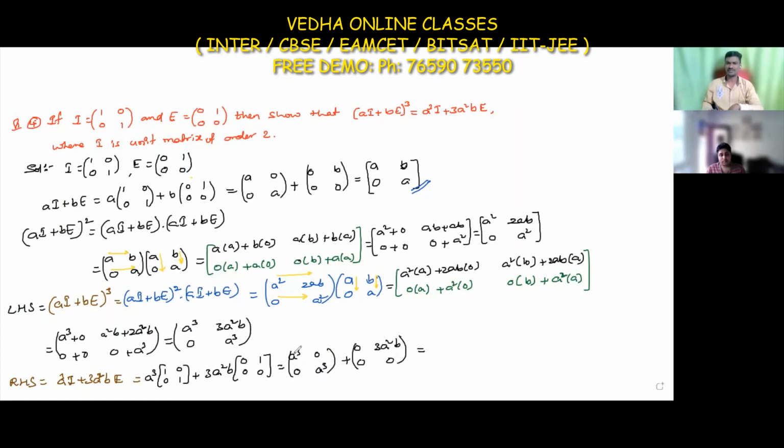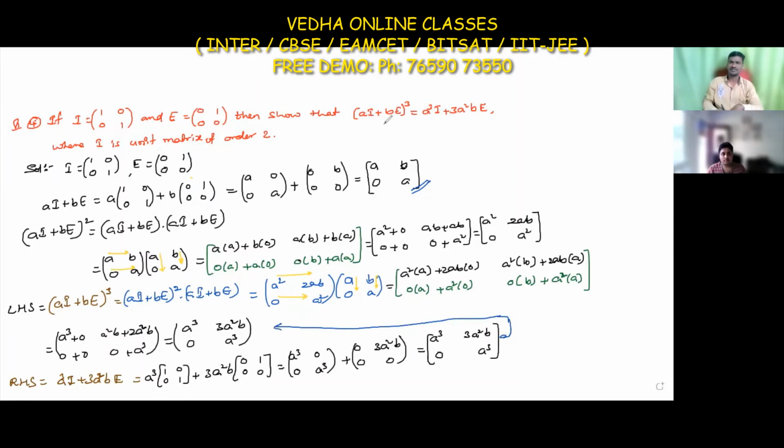So this is equal to A cube plus 0. Corresponding elements I am adding. 0 plus 3A square B, that is 3A square B only. 0 plus 0 is 0. A cube plus 0 is A cube. Once check the LHS part and RHS part. Are they equal? Yes, sir. Okay, so they are equal.